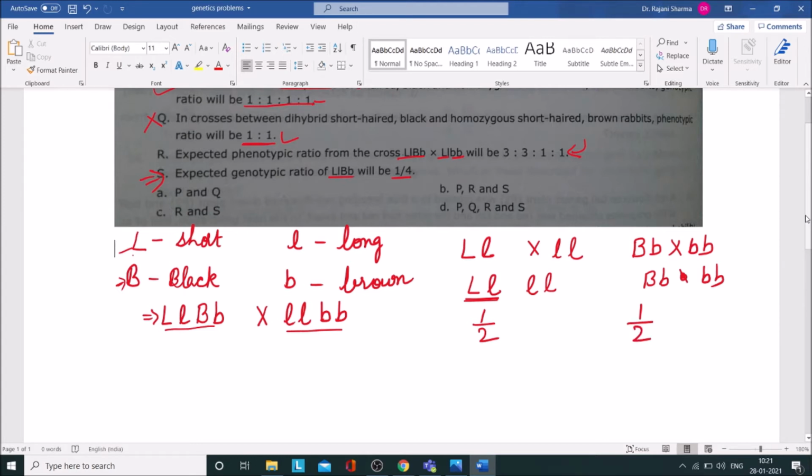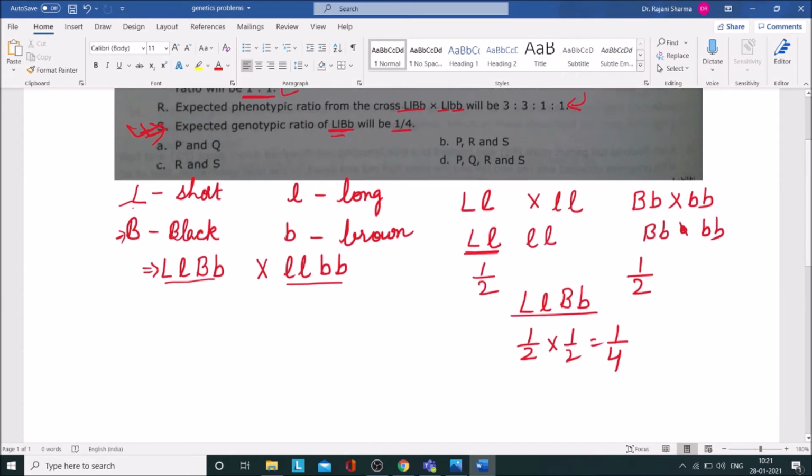And what is the desired result we are looking for? We are looking for capital L small l and capital B small b. So as per probability, this falls under the statement AND. So what will be the result here? Half into half will be 1/4. We all know that in an AND statement we multiply our expected probabilities. So statement S is also true. Now coming to the last one, which I have left because we have to do the crossing here. Though this statement is right, because it always happens like this.